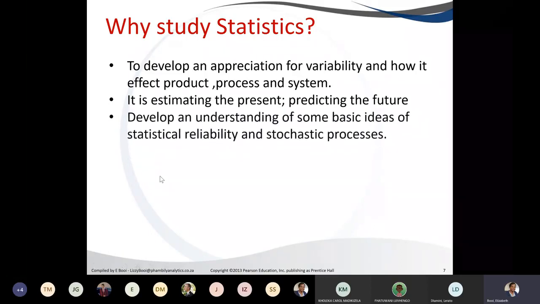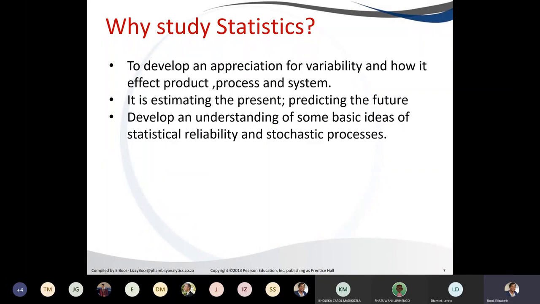We use statistics as well to understand some basic ideas of statistical reliability and stochastic processes, which include also calculating some probabilities and chances to see what's going to happen in the future. For example, what are the chances that when we open up, I'm going to use coronavirus and the lockdown processes.